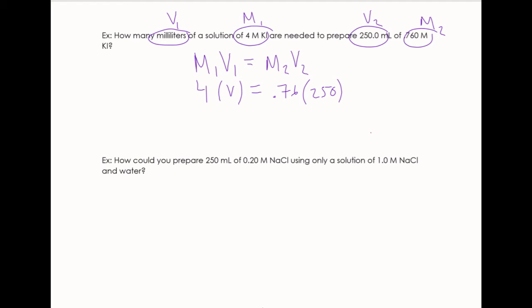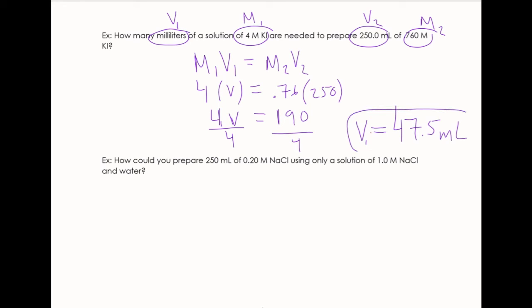Okay, so we multiply those two together, and we're going to get 190. We get 4V is equal to 190. Divide both sides by 4 again. We want to get that V by itself. So that V1 is going to be equal to 47.5 milliliters. Okay, the sig figs aren't right there. It would be 50 rounding to sig figs.